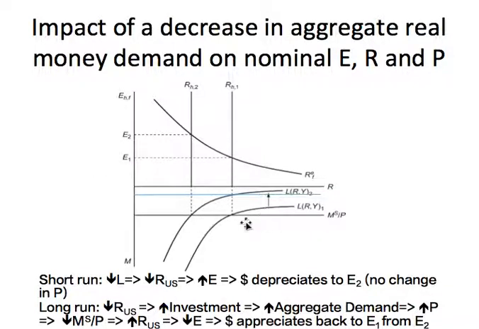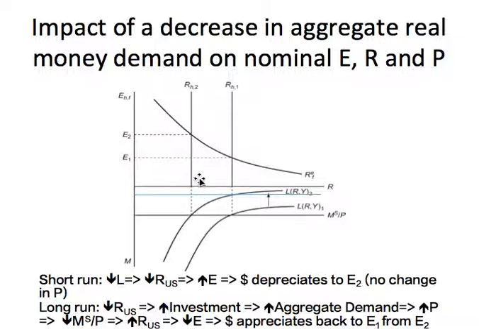But now that the money demand decreased from L1 to L2, we have a new equilibrium interest rate in the US, which is given by the intersection point between the new money demand curve and the original real money supply curve. So this is given by R2. So the interest rate decreases in the short run when we have a decrease in aggregate real money demand. So if aggregate real money demand decreases, interest rate decreases in the short run.